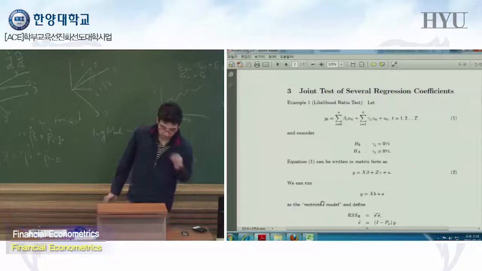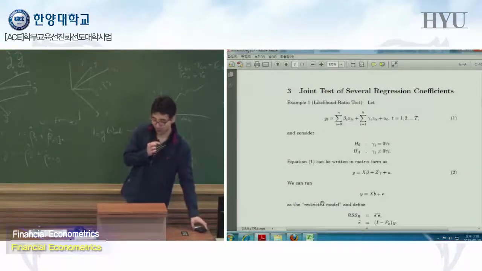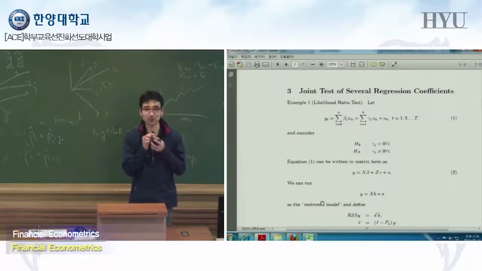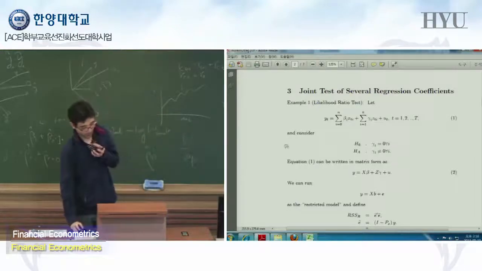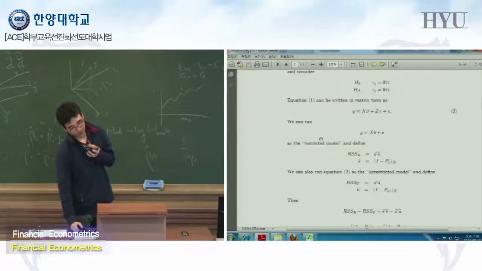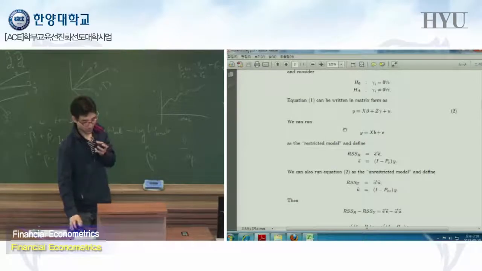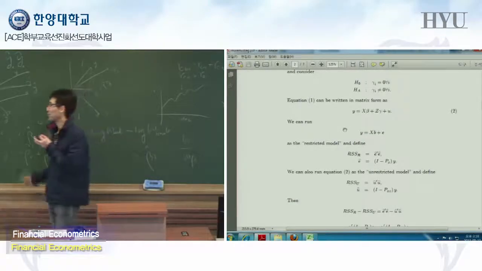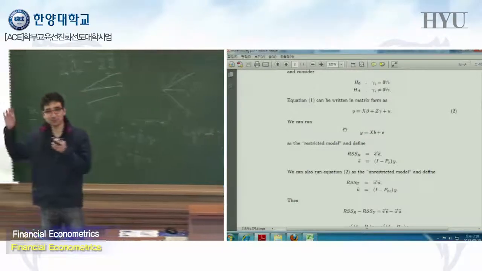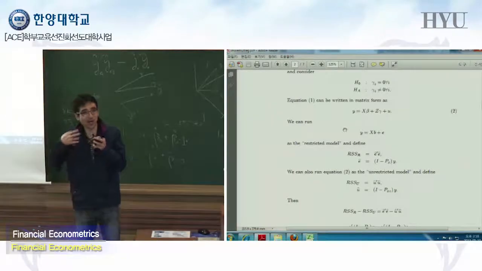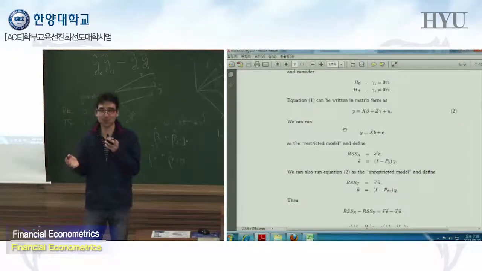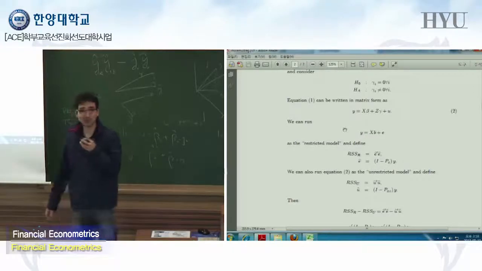This kind of test I just described is called the likelihood ratio test. Actually, the likelihood ratio test is a more general concept than this one, so this is a subset of the likelihood ratio test. I explained in detail because I want to explain the intuition of the likelihood ratio test. But in practice, it is very simple.